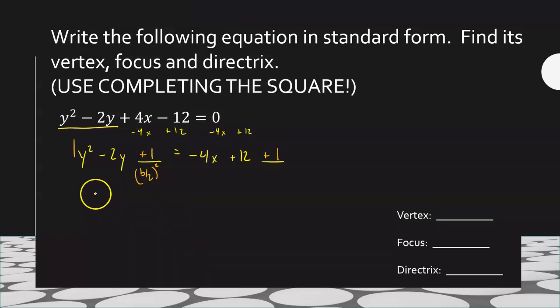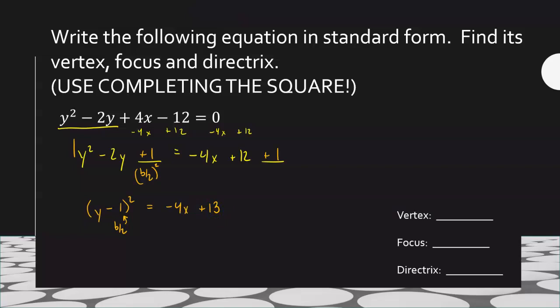And so to complete the square on the left side, we're just going to take half of b. We're not going to square it this time. We just take half of b, so that way we get the sign correct. Half of negative 2 is negative 1. So we'd have y minus 1 quantity squared on the left, and on the right we'd have negative 4x plus 13.